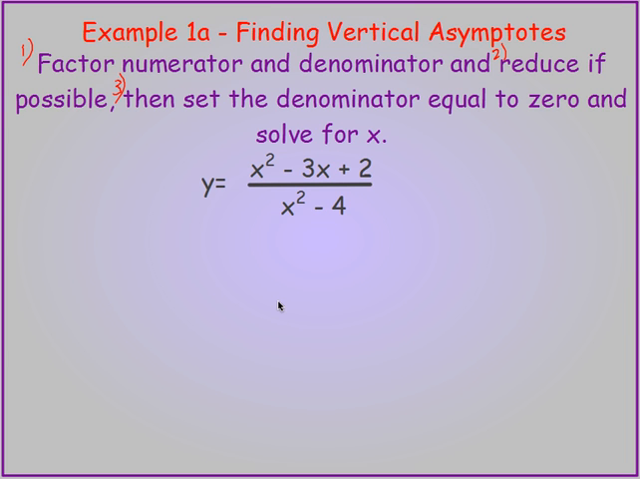All right, here we go. So, finding a vertical asymptote, again, has 3 steps. Factor the numerator and the denominator, reduce if possible, then set the denominator equal to 0 and solve for x.